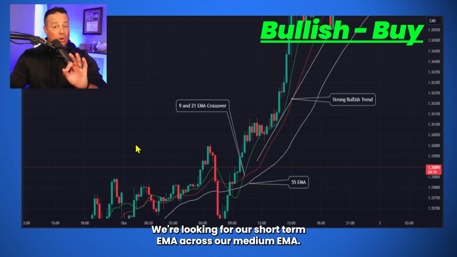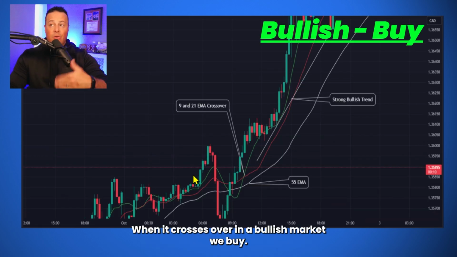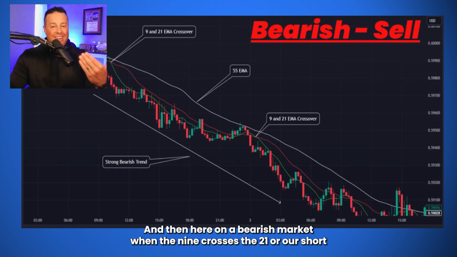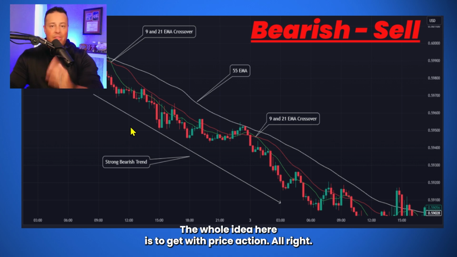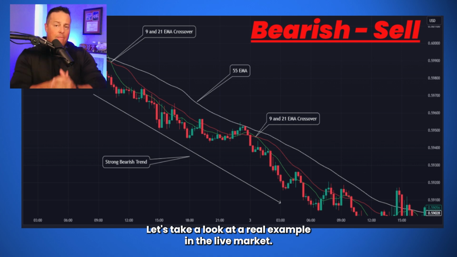We're looking for our short-term EMA to cross our medium EMA. When it crosses over in a bullish market, we buy. And then here on a bearish market, when the 9 crosses the 21, or our short-term crosses our medium-term EMA, bang, we sell. The whole idea here is to get with price action. All right, let's take a look at a real example in the live market.